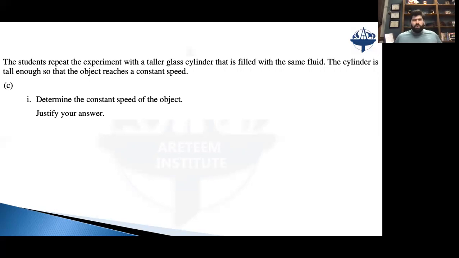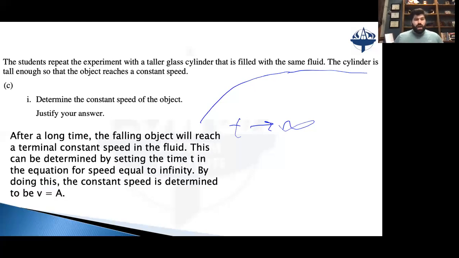So we have to ask ourselves, what's going to happen here in this graph? If you remember, the graph had this little arc to it. As time goes on, as time approaches infinity, this is going to level off at some point. So we need to find what that constant velocity is at some really big time. We know that after a long time, the falling object is going to reach that terminal speed. And we can find this by setting the time in the equation to infinity.